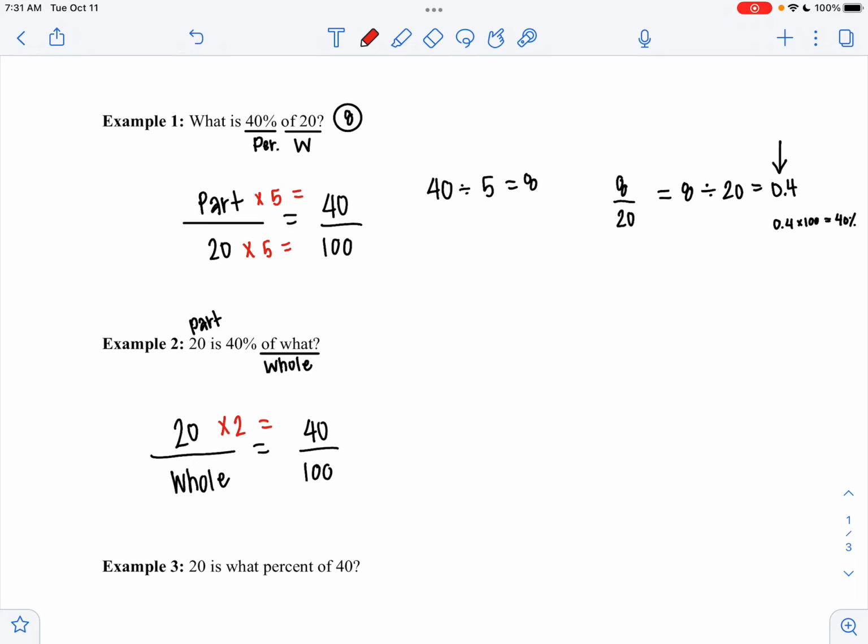I know that 20 times 2 equals 40, and something times 2 equals 100. Again, you might know off the top of your head what this number is, but you could always use division. 100 divided by 2 equals 50. And so 20 is 40% of 50. Again, we can check our answer using division. 20 out of 50 is 20 divided by 50, which equals 0.40, or 40%. So we know that we selected the correct whole of 50.